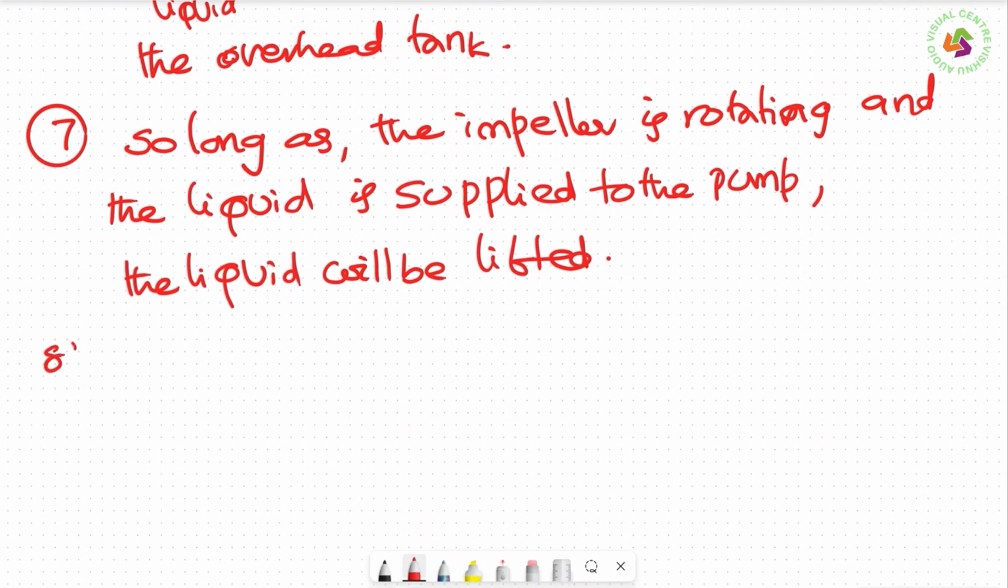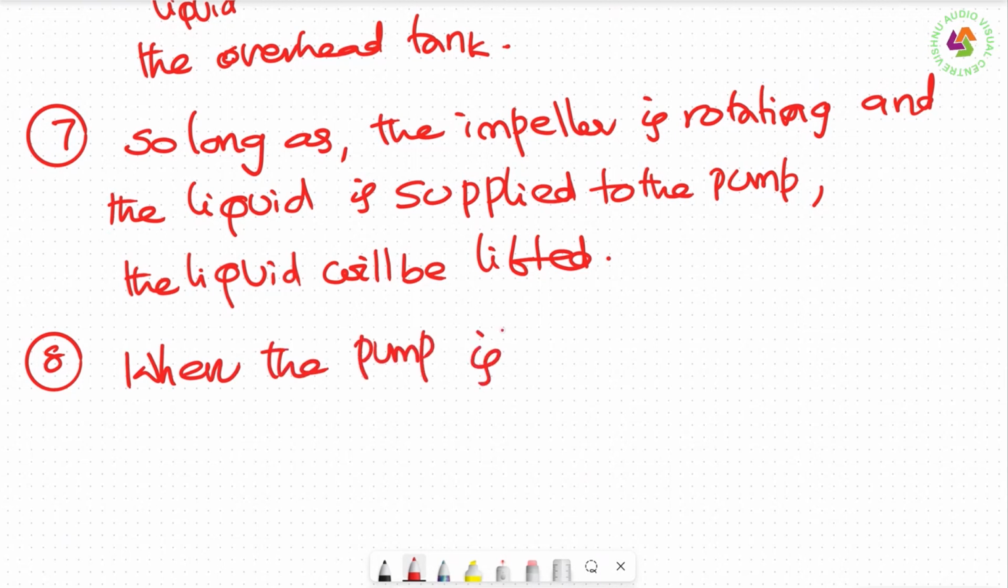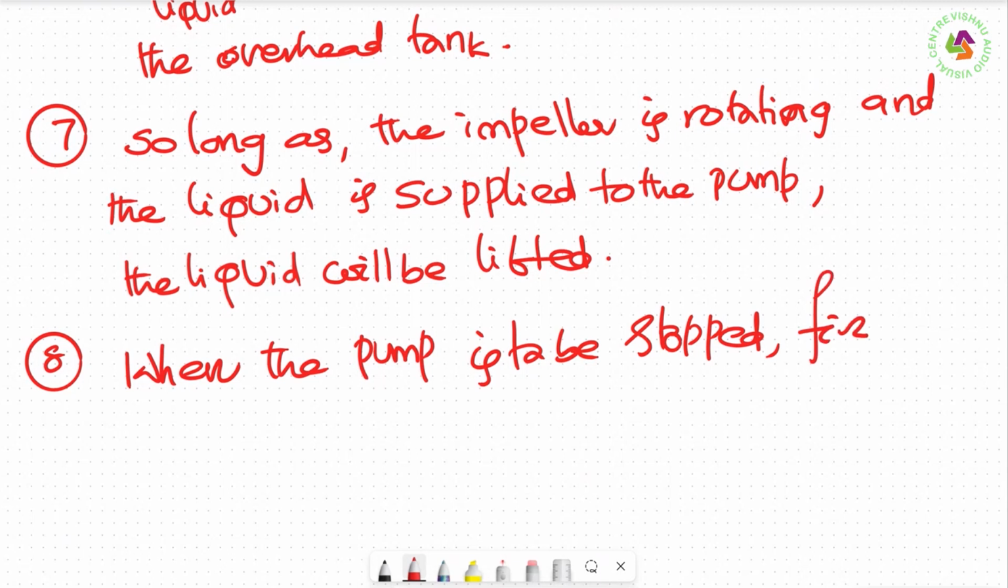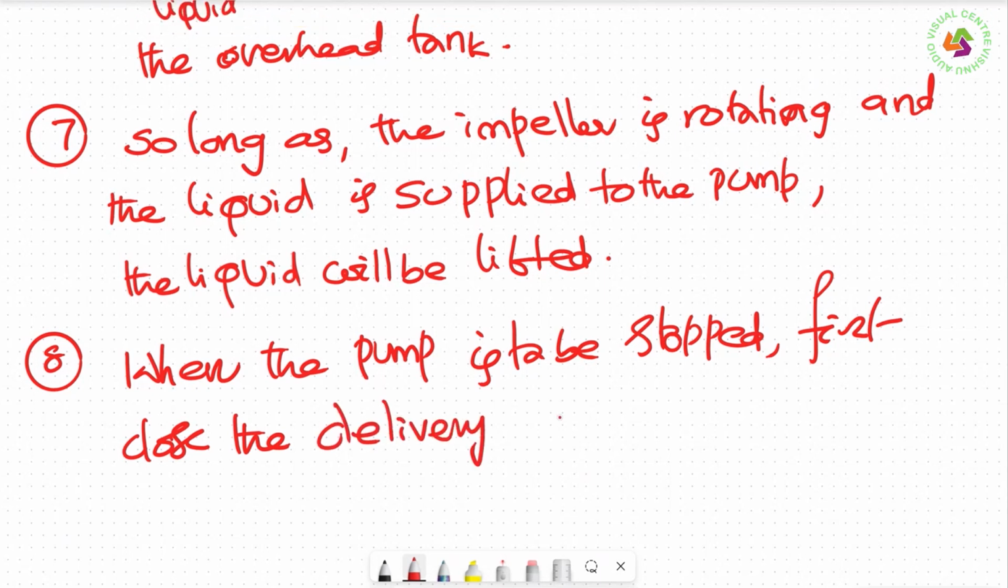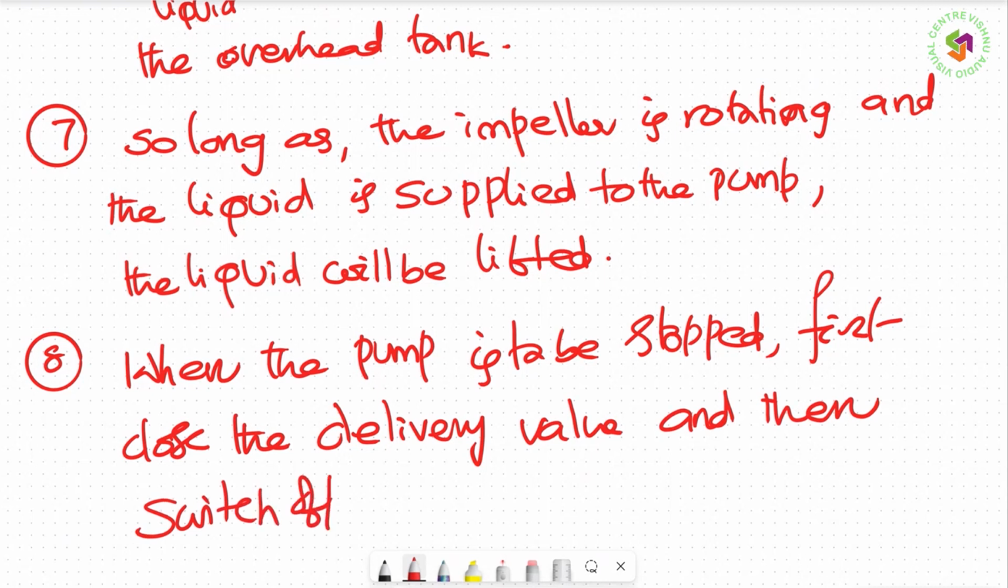Last point is, when the pump is to be stopped, first close the delivery valve. Then switch off the motor.